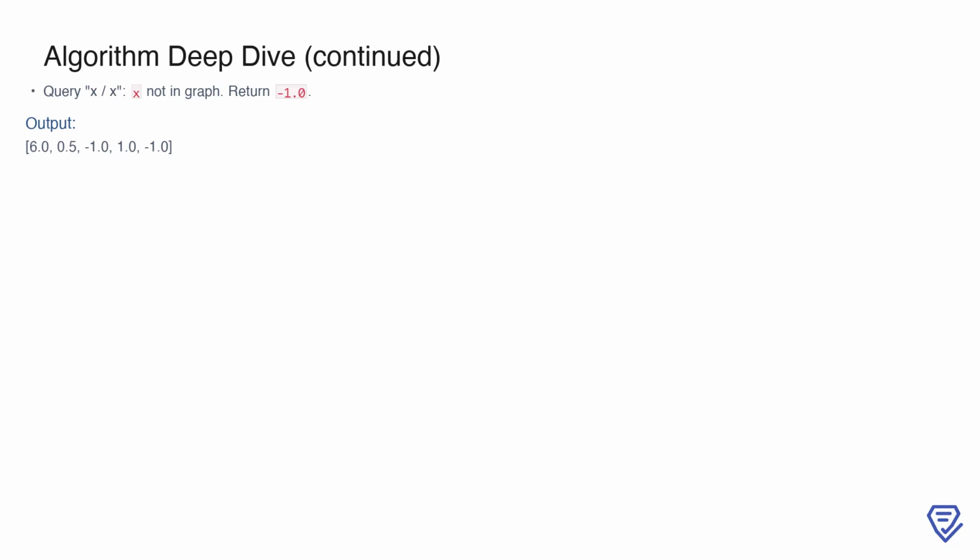For the last query, x/x, since x does not exist in the graph, the result is -1.0. The final outputs for all the queries are 6.0, 0.5, -1.0, 1.0, -1.0. This example highlights the efficiency of our graph-based approach in handling various scenarios, including valid queries, self-loops, and cases where variables are missing. By combining graph modeling, DFS traversal, and careful handling of edge cases, we can systematically solve the evaluate division problem with precision and scalability.